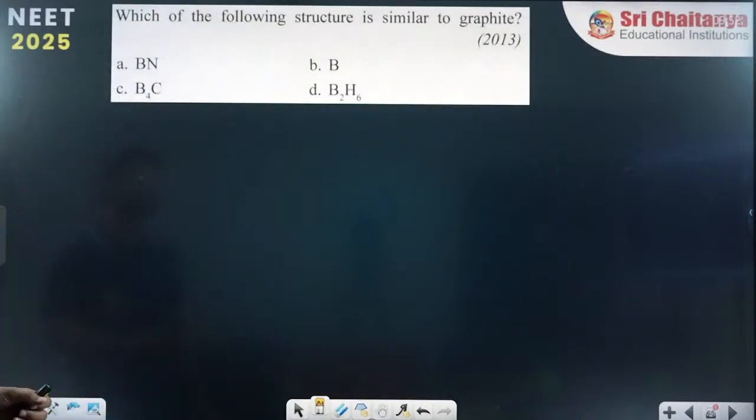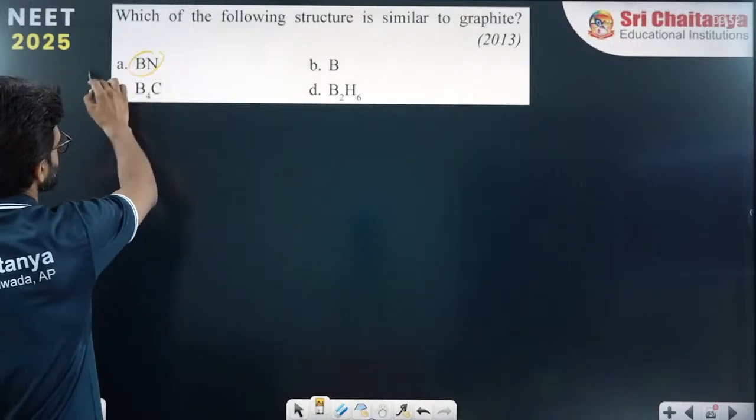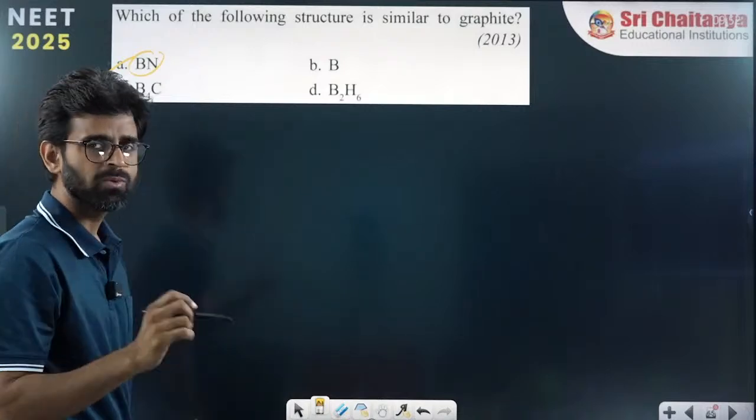Which among the following structures is similar to graphite? BN, boron nitride, is similar to graphite. That's why we call it inorganic graphite. Whereas B3N3H6, borazine, is known as inorganic benzene because its structure is similar to benzene.